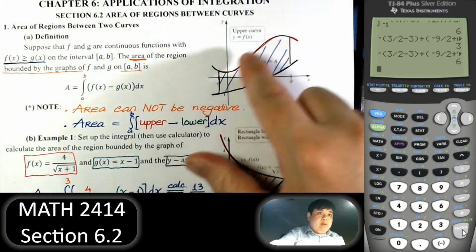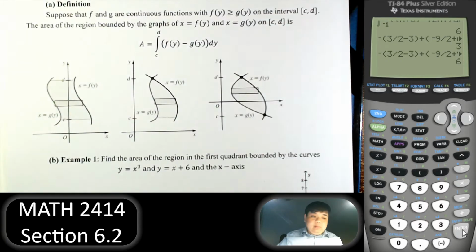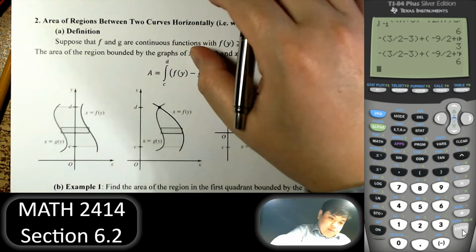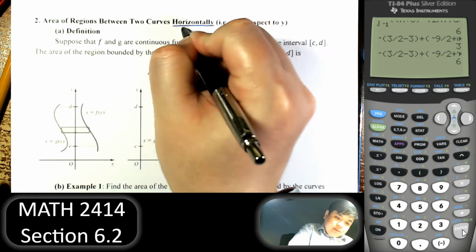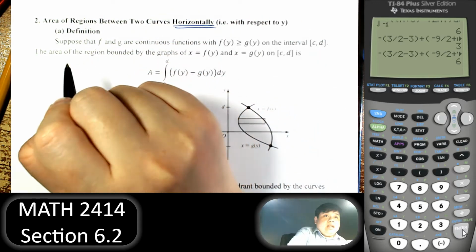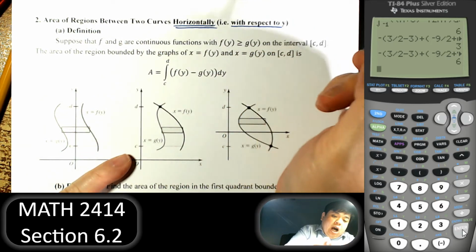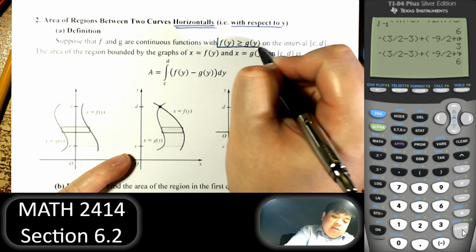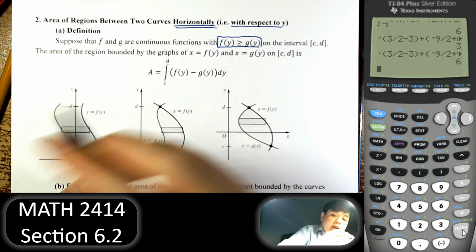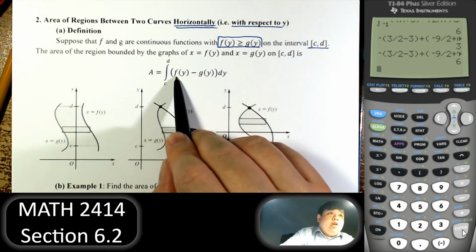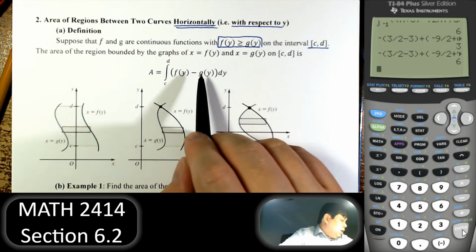Right. So that's the area bounded by a function above and the function below. And next, also the area between two curves. However, this time we're going to do it horizontally, meaning with respect to y. So we still have the function f greater than or equal to function g on the interval from c to d. In that case, we have the function on the right minus the function on the left.